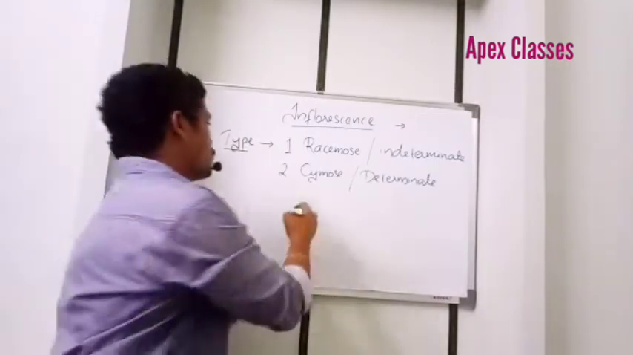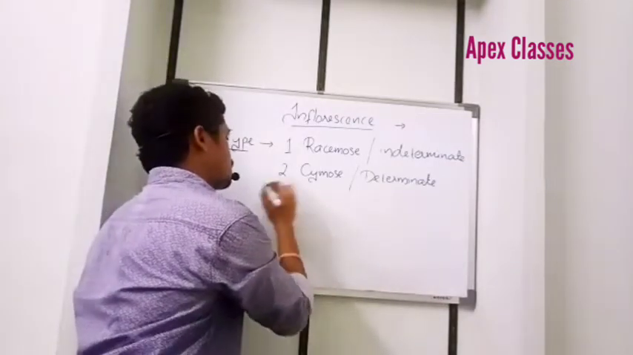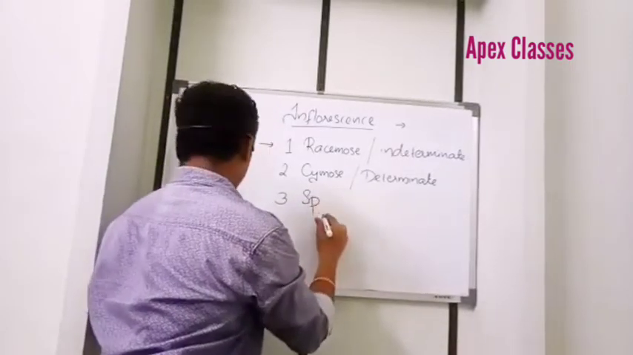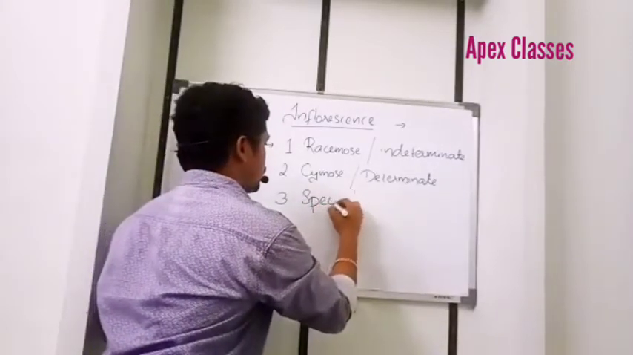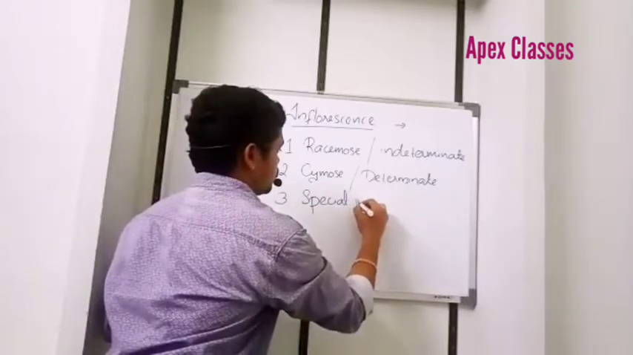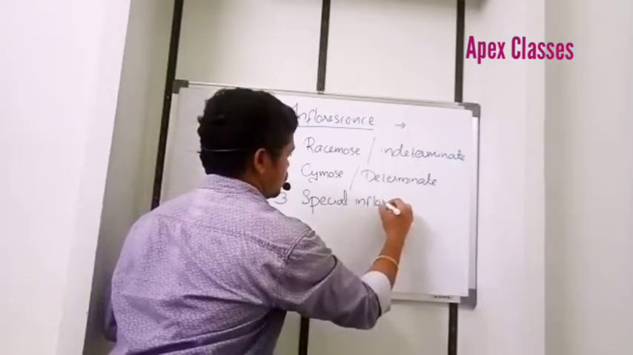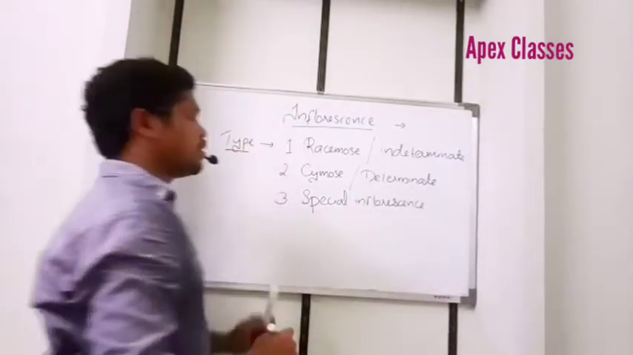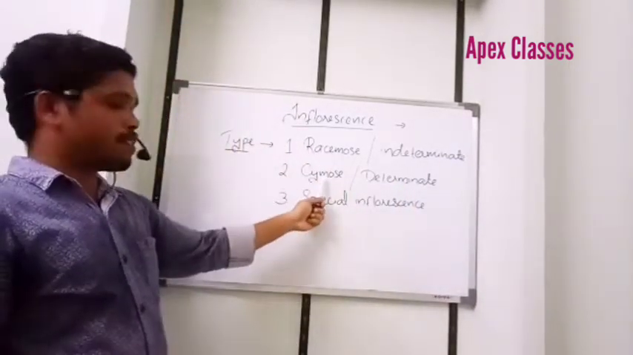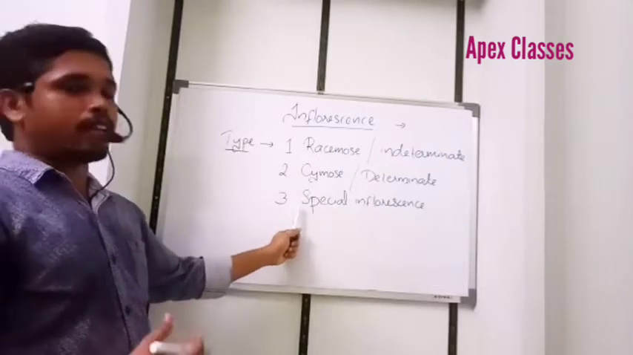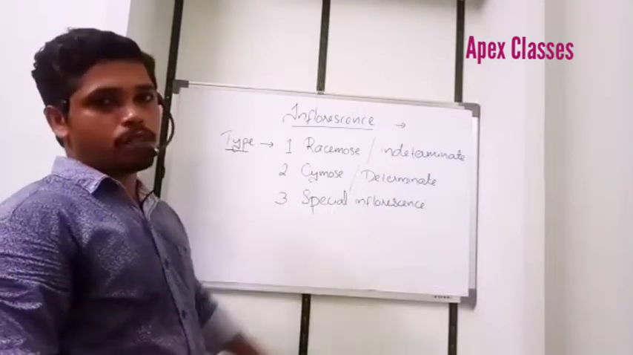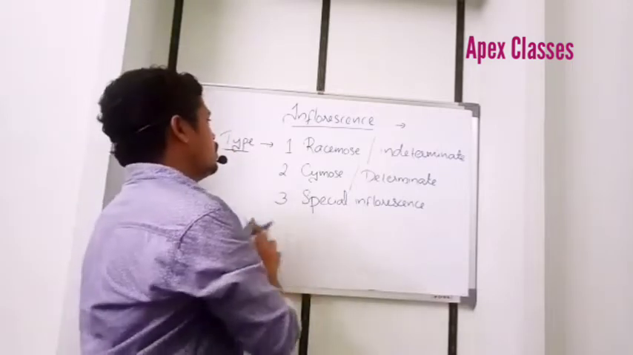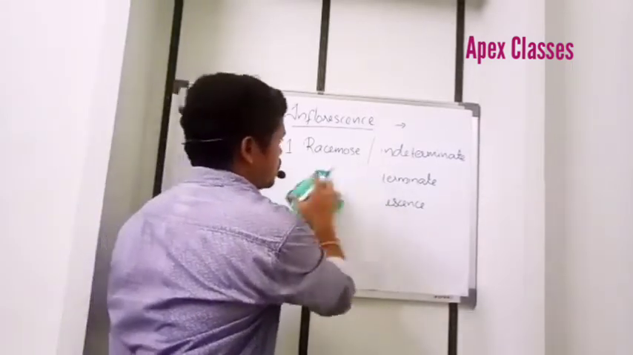There is another, special type of inflorescence, that is, special inflorescence. Actually there are two main types, racemose and cymose, and another type that we call special inflorescence. Today we are going to discuss racemose inflorescence.